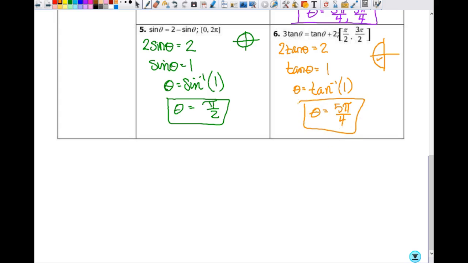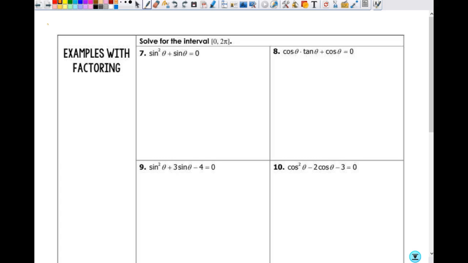And then where are my little check marks? Okay. The circle is coming from the interval they give me. The check marks are coming from what I know about when it's positive and negative. Okay? You need them both. Are we good? Any questions? All right. So that's some just basic solving.